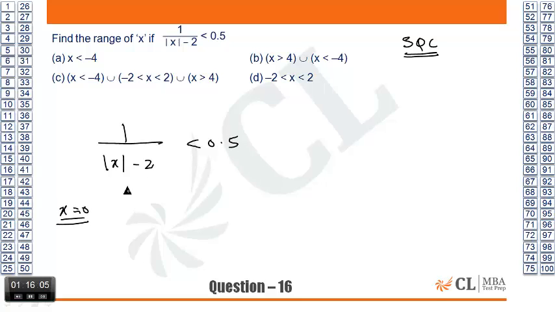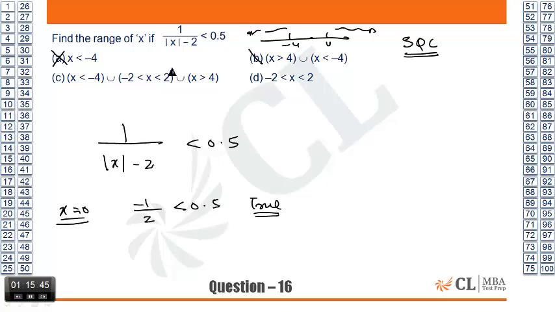Let's substitute x equal to 0, which means minus 1 by 2 should be less than 0.5, which is a true statement. So 0 should be a part of your answer. X is less than minus 4, 0 is not part. What does this mean? This means 4 and minus 4. X is greater than 4. X is less than minus 4. If 0 is not a part. So in both these cases 0 is a part.